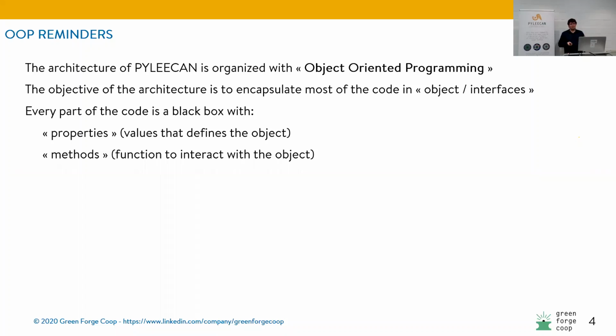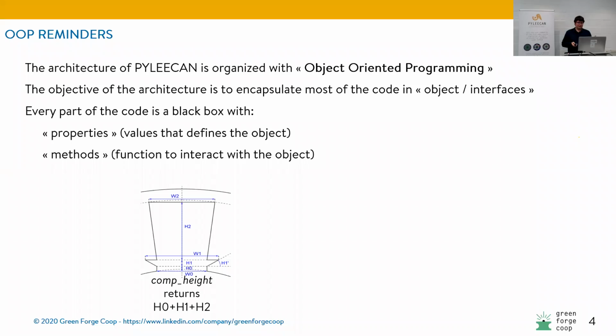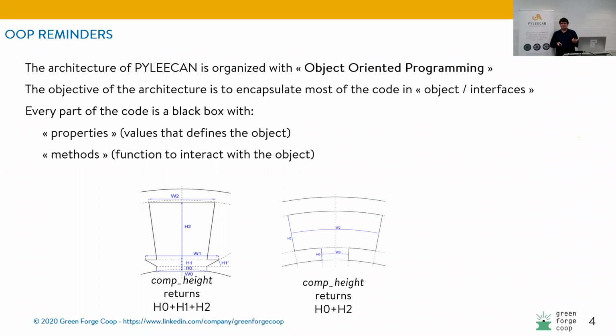So the principle of an object is that it's a black box of a concept. For instance, a slot. Here are two examples of slots that we have in Pyleecan. We will define them with properties. The idea is that it's values that define what the slot is. For instance, on the second one on the right, we have H0 and H2 that define the height of the slot. So we have a global object that says that to define this kind of slot, you need to provide these two quantities. And in the code, you will create what is called an instance of this object with the very values that correspond to your machine.